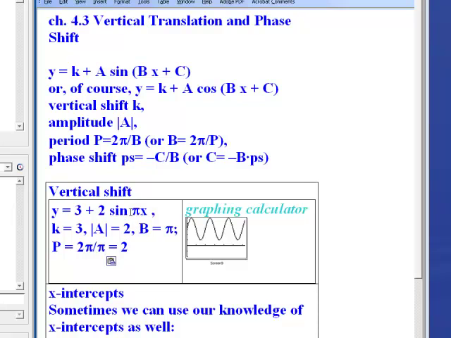Because b is a multiple or a fraction of pi itself, we come up with the period being a nice integer or fraction itself. And we'll see that once we're graphing. Let's go over to the graphing calculator.